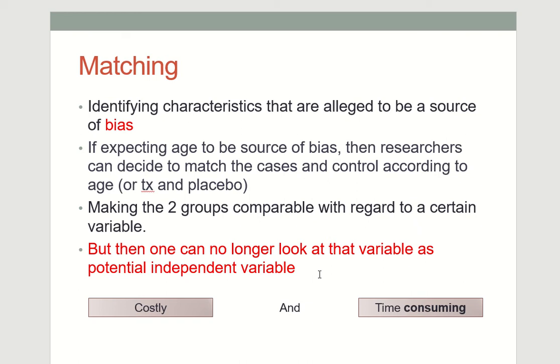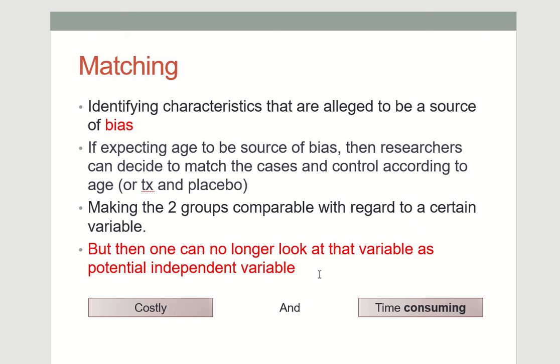The other type of matching is frequency matching. So what you do is you say, okay, in my cases I have 50% men, 50% women. I want to make sure in the other group I have 50%, 50% without going to one-to-one. It's called frequency matching. It makes it easier to do the matching this way.